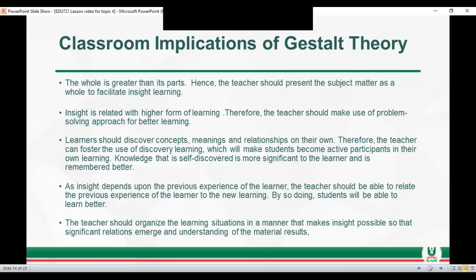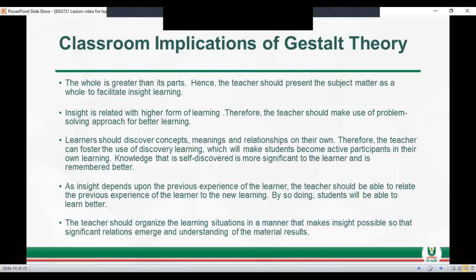Let them see the whole plant and feel it as a whole, because this process is going to facilitate insight learning. It's going to facilitate understanding of that subject matter. Doing so will enable learners to develop better understanding about the subject matter.